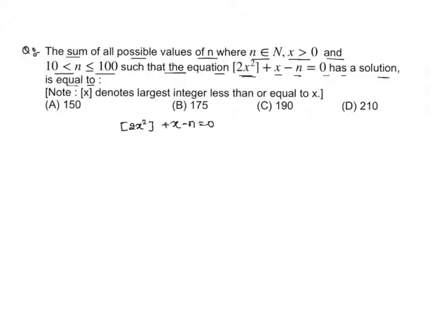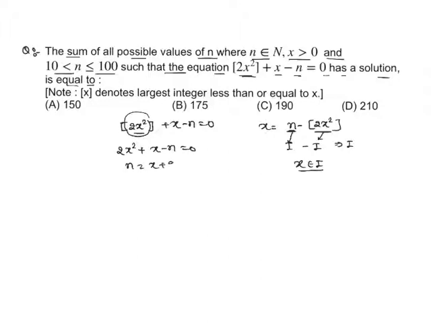So from there, if I take x, it is n minus the greatest integer of 2x². We know n is an integer, and the greatest integer of 2x² should be an integer. So integer minus integer should be an integer, so x should be an integer only. So x belongs to integers. If x is an integer, we can remove the greatest integer and write directly 2x² + x − n = 0. So n will be x + 2x².